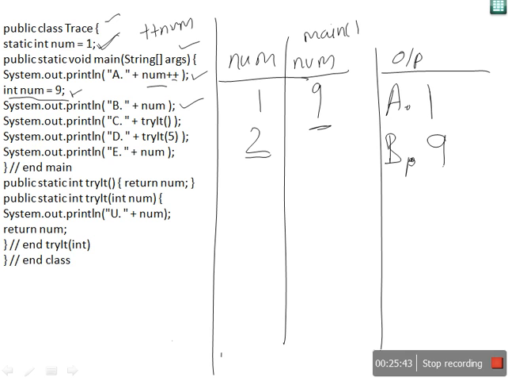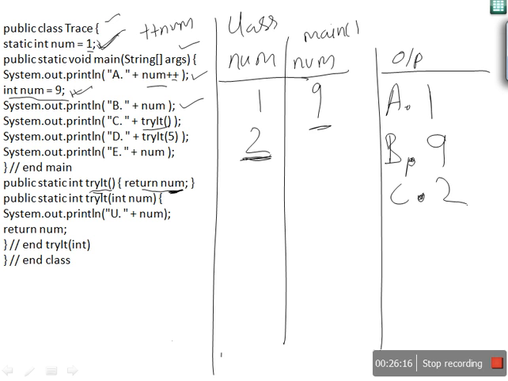Moving ahead, c.tryIt(). Now what is tryIt? TryIt is a function which returns the num. Now which num will it return? It will return the field, the class variable num, because the local num is unknown to tryIt since it is declared in the main method and this is a different method outside the main method. So it will return the class field num, so it will print c.2.